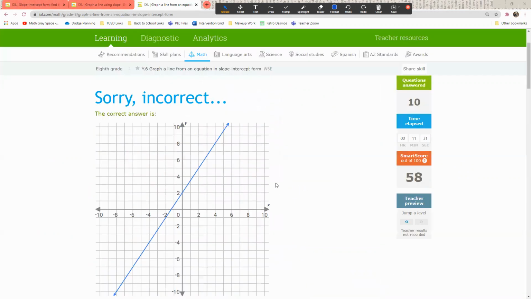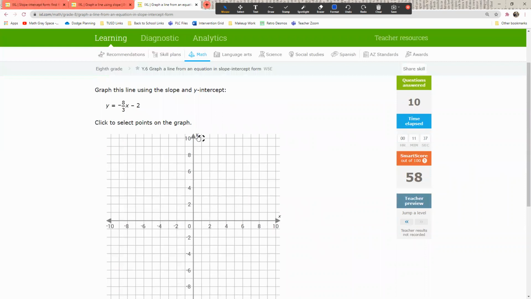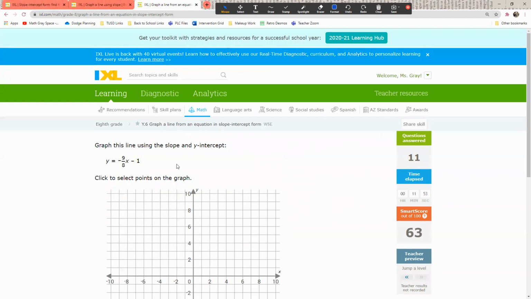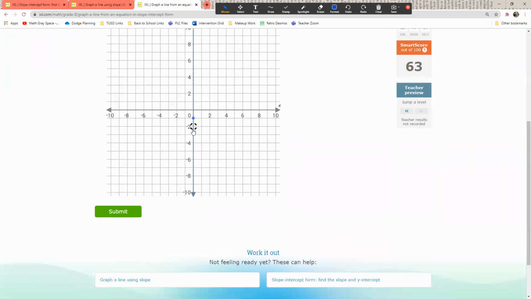Let's do a couple more without any of the notes, just to kind of go through it. I got it. Okay, so the number by itself is -2. So I come down here and mark -2. And then my slope is -8/3. So let's be careful about counting. 1, 2, 3, 4, 5, 6, 7, 8. Forward 1, 2, 3. -1. So start here. And then down 9/8. So down 1, 2, 3, 4, 5, 6, 7, 8, 9. And then over 8. 1, 2, 3, 4, 5, 6, 7, 8.